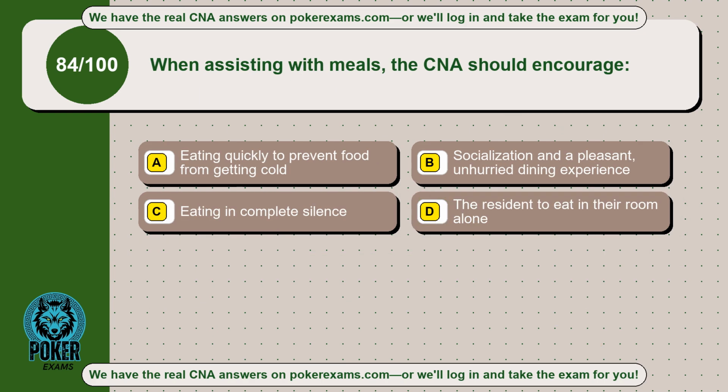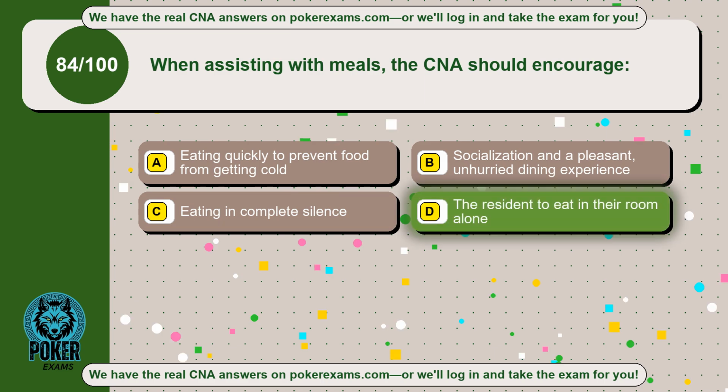Question 84. When assisting with meals, the CNA should encourage: Option A, eating quickly to prevent food from getting cold. Option B, socialization in a pleasant, unhurried dining experience. Option C, eating in complete silence. Option D, the resident to eat in their room alone.